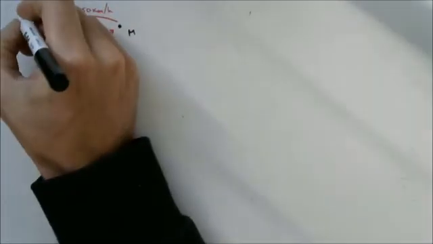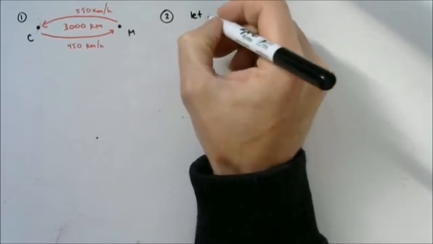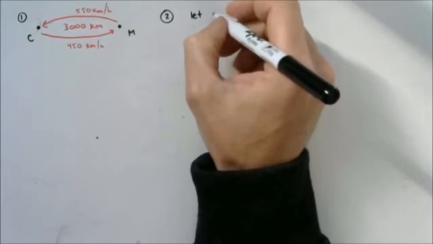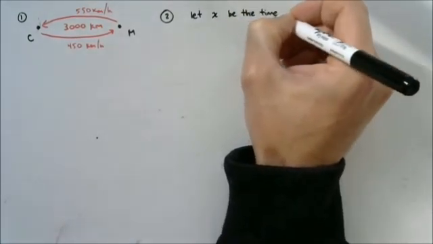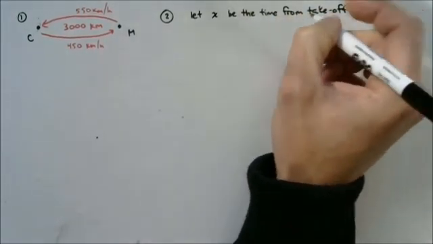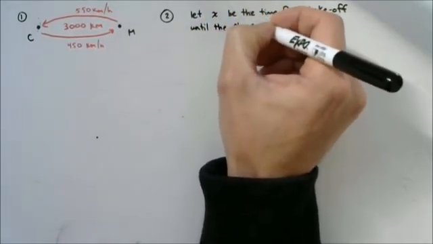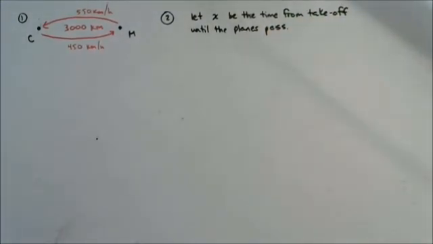And when we do that, we're going to introduce a variable, okay? We're trying to solve for how long after takeoff did the planes pass each other. We're going to let x be the time from takeoff until the planes pass. Okay? We could use t, but let's use x. And we'll set up our chart.